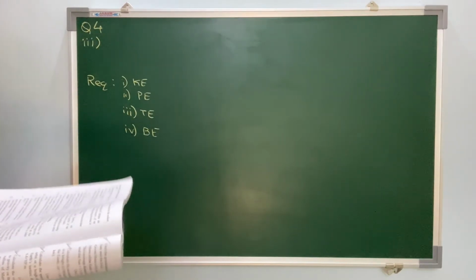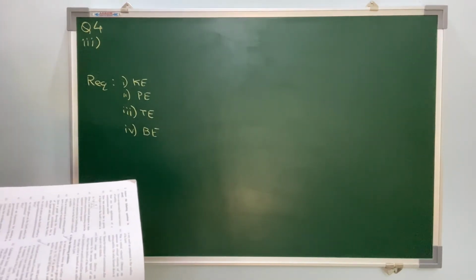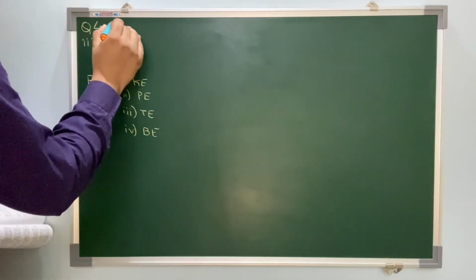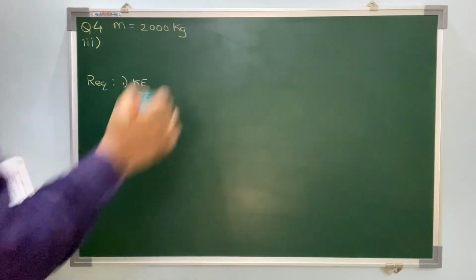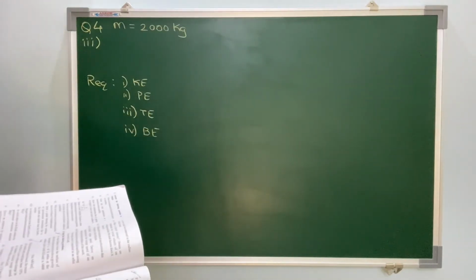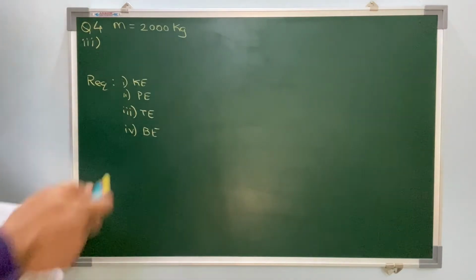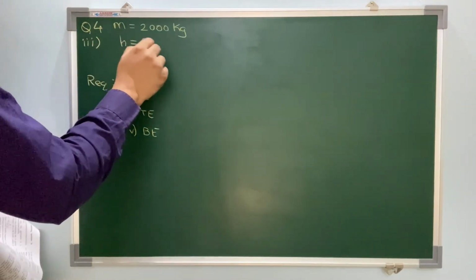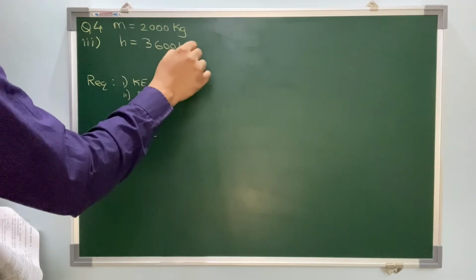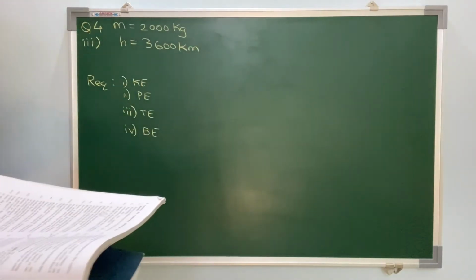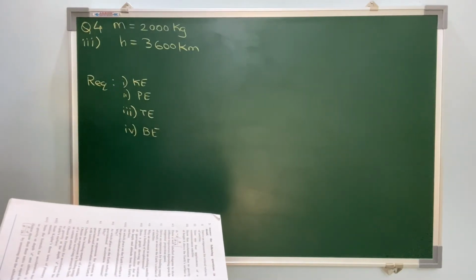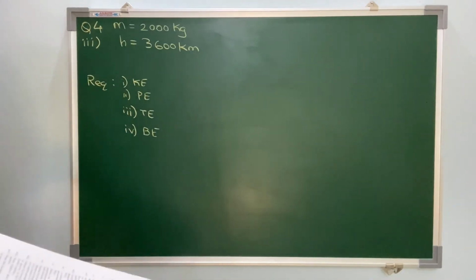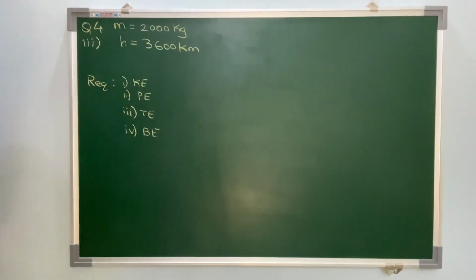Then they have given an artificial satellite of mass 2000 kilos, so small m is 2000 kg, orbiting at a height of 3600, so h is 3600 kilometers above the surface of Earth, and they have given the values of capital G, capital R, and capital M. These are standard numbers, so we'll not waste space here. We know the values. Okay, so let's begin.